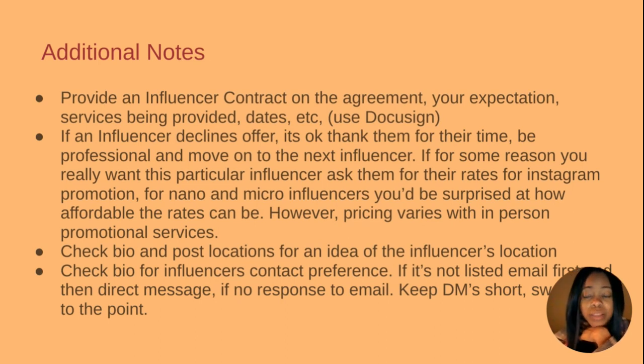And also check the bio for an influencer's contact preference. Sometimes an influencer will say DM me for bookings or email me for all bookings or whatever the case is. See what their preference is, and if they don't have one, try email. If they have an email listed, try email first because it's more professional. And if it says DM or you have to do a direct message, just keep it short, sweet, and to the point. You don't want to make it too long and drawn out. Always remember the first sentence or the first few words of the direct message is important because that's what people see before they open it. So make sure it's catchy.